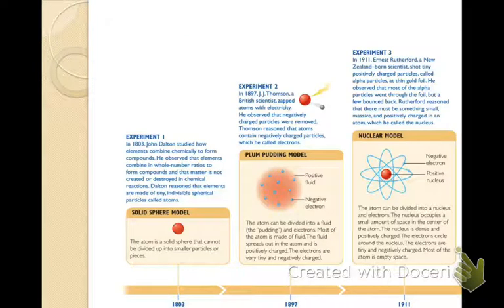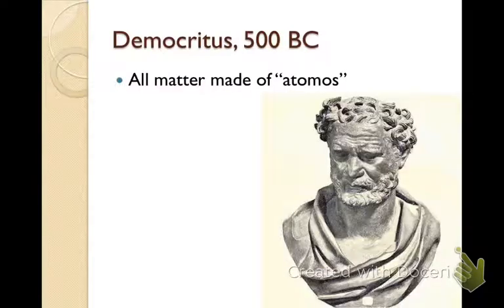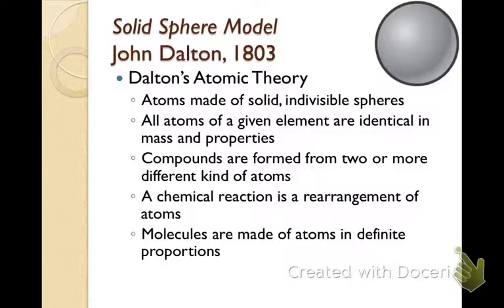So first, there's this timeline that's in the Regents level textbook, so do take a look at that. That gives you a little bit more detail on each of the different levels, or different scientists that we're talking about here. So it all began in 500 BC, a very long time ago. Democritus was a Greek philosopher who said that all matter was made of atomos, which we later derived atoms from. Fast forward to 1803, we have the solid sphere model, and this was from John Dalton.